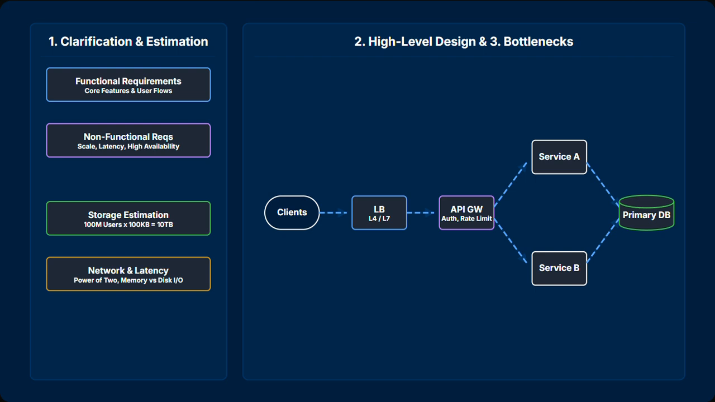Finally, step 3, identifying bottlenecks. We proactively scan our architecture for single points of failure. A single database instance or unscaled gateway is a risk we mitigate. To prove this is production ready, we discuss handling a 10x traffic spike. We introduce caching layers, read replicas, and autoscaling to ensure resilience under extreme load.